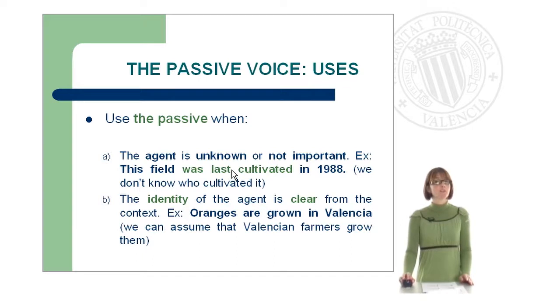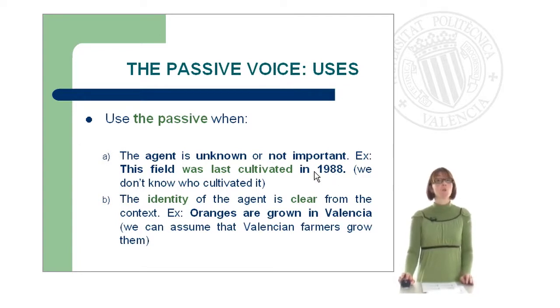Okay, when do we use the passive voice, or why do we use the passive voice? We normally use the passive in 3 different cases. First, when the agent is unknown or is not important. Let's have a look at the example on the screen. This field was last cultivated in 1988. So, in this case, the important thing is that the field was cultivated. We don't know who cultivated the field, or maybe it's not important.